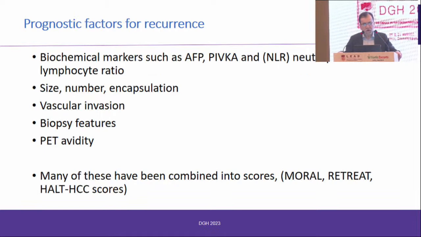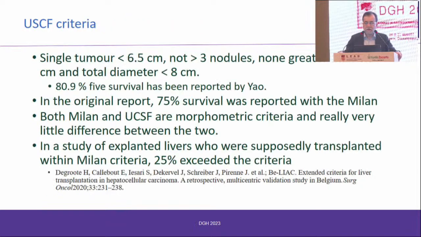So what are the prognostic factors for recurrence? We are all familiar with these, and many of them have been combined into scores such as MORAL, RETREAT, HALT-HCC score, and we can use them for a particular patient to see whether that patient should have a transplant or not have a transplant.